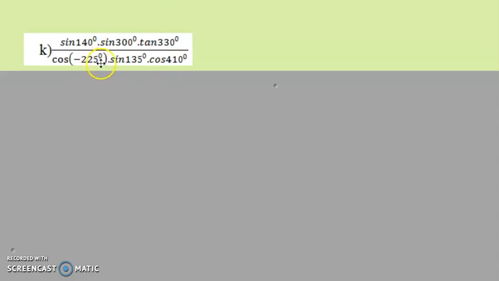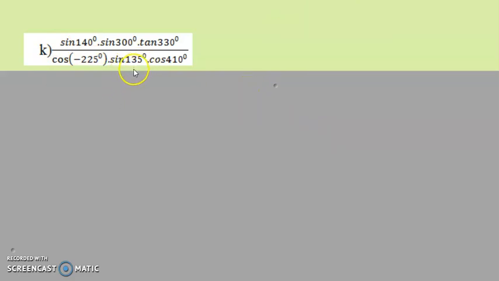Then we have cos of negative 225. Now we have to be very careful. This is negative 180 minus 45 degrees. I hope you get the drift of this. So if I look at my Cartesian plane, it will be negative 180 minus 45. So it will take me to the second quadrant. So a cos value will be negative in that quadrant.